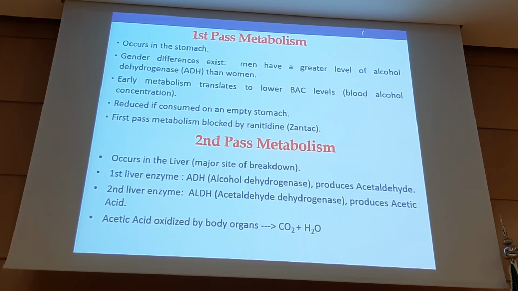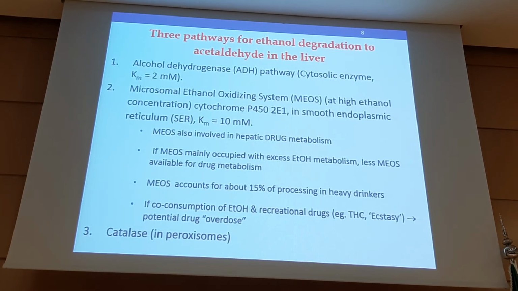So we have ADH and ALDH, alcohol dehydrogenase and acetaldehyde dehydrogenase. And what did I say about feeling hangover? That is acetaldehyde. So let's talk about that reaction. There are three pathways involved in ethanol degradation. The first pathway is alcohol dehydrogenase, the ADH pathway. The second pathway is the microsomal ethanol oxidizing system, or MEOS system.